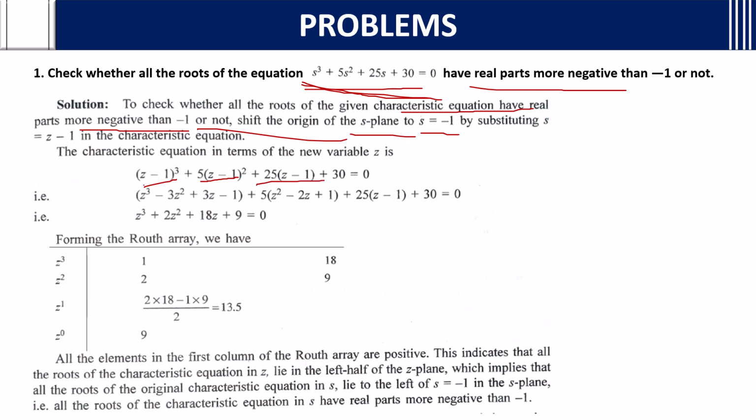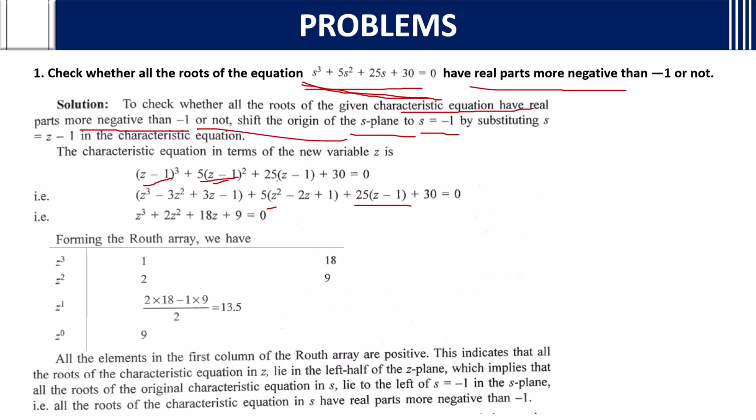This is in the form of (a minus b) whole cube, which is a cube minus b cube minus 3a square b plus 3ab square. You will write using the (a minus b) whole cube formula. Then you will write (a minus b) whole square as a square plus b square minus 2ab. And 25 into (z minus 1) plus 30. If you simplify this equation, you will get a characteristic equation in terms of z.